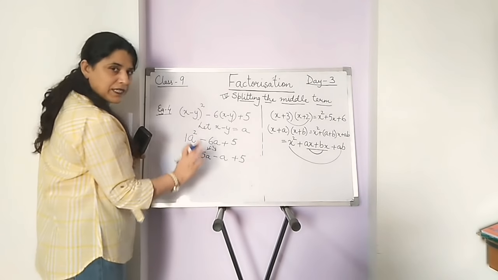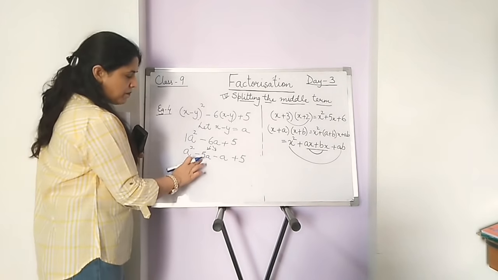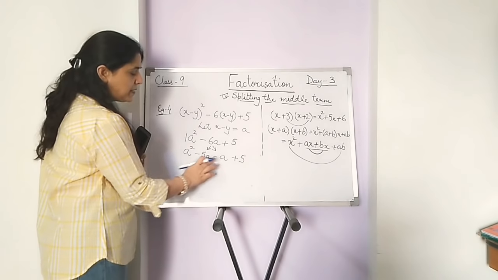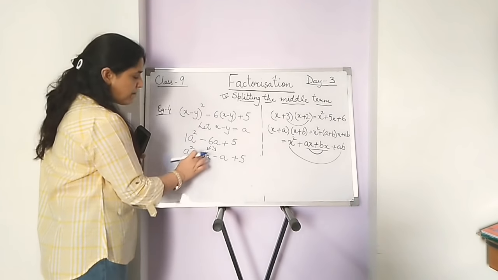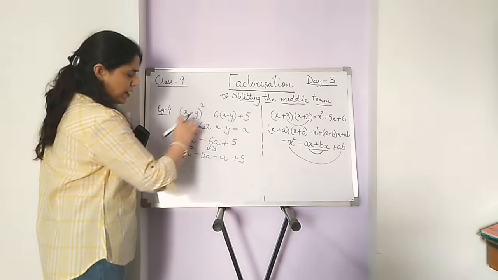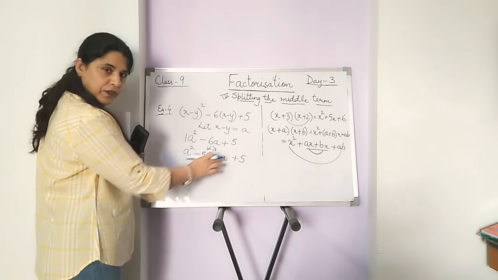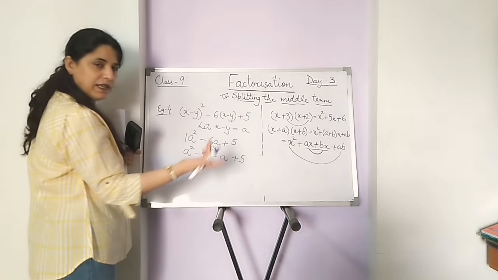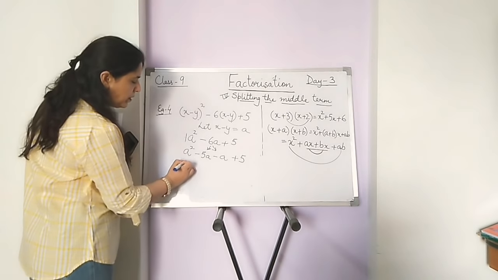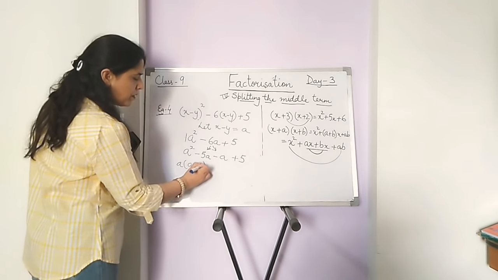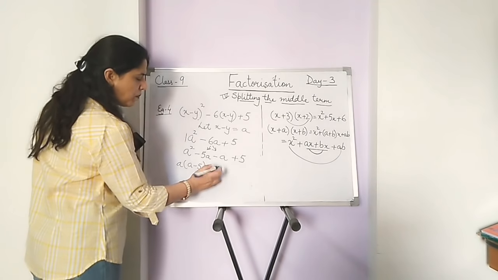Will give you minus 6a. When you add minus 5a plus minus a, it is minus 6a. And when you multiply these two, you get plus 5a square. We are getting this? Yes. Again grouping: a common, a minus 5, minus a minus 1 common.